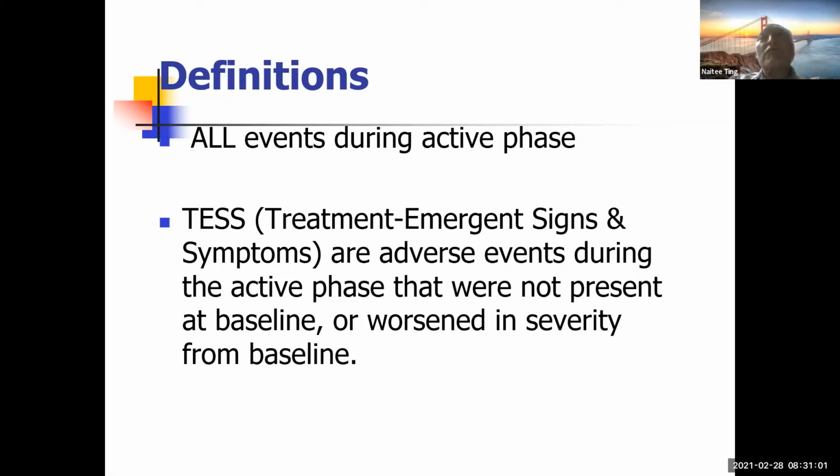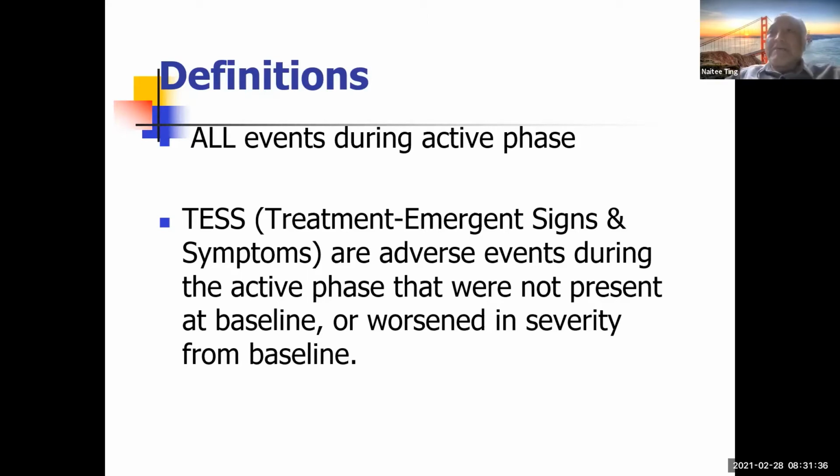All right, so for the safety tables, like I described before, you have on the left-hand column the SOCs and PTs. And then the next column will be typically placebo, with N and percent. And then you move on to the test drug, N and percent. And the rightmost column is total, with N and percent. And of course, on the top row, the header, the total sample size is 100%.